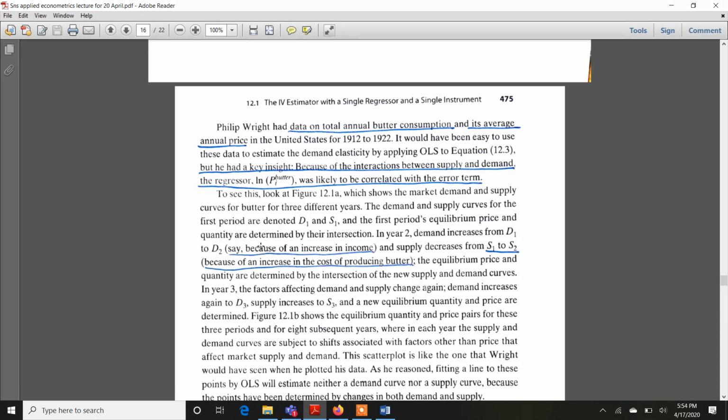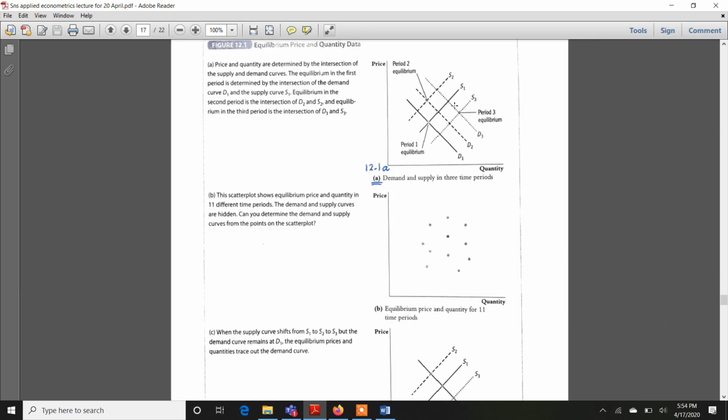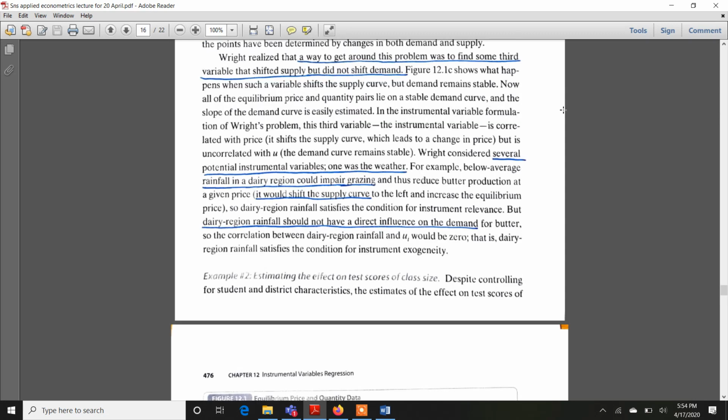So the demand and supply curves are denoted as D1 and S1, and the first period equilibrium price is when D1 equals S1. That is, market equilibrium is when demand and supply are equal. Going back to that figure, in the first period, D1 and S1 give the period 1 equilibrium. But what happened? In period 2, suppose that the demand increases, and so does the supply. So now the new equilibrium will be this point. That's what is discussed here.